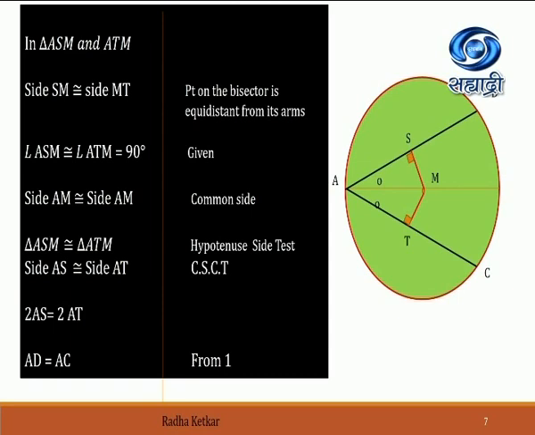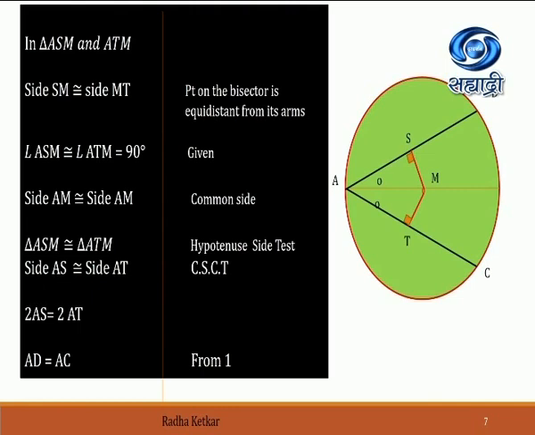by the hypotenuse side test. What do we need for this particular congruence? We need the hypotenuse to be congruent and one side to be congruent in a right angle triangle, or in two right angle triangles. So side AS is congruent to side AT, because they are the corresponding sides of the congruent triangles.